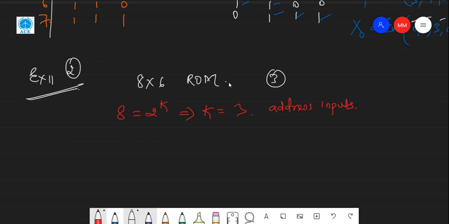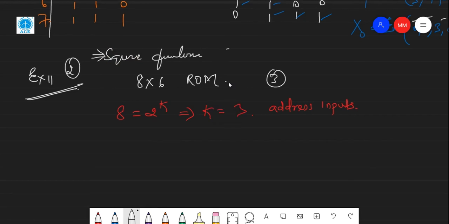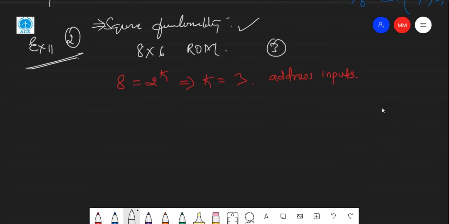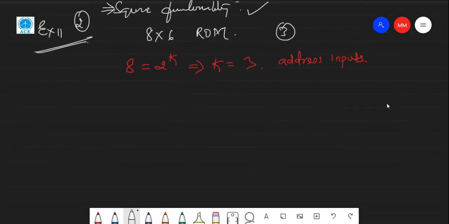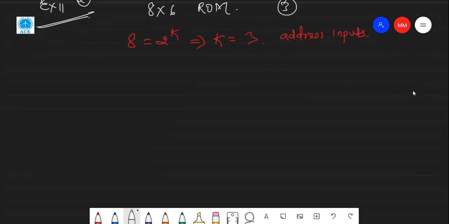Now in this case suppose the question is asking for square functionality. The output I require is the square functionality. So I want a square output for my design for a PROM. So let us see, 3 inputs only, write the truth table.